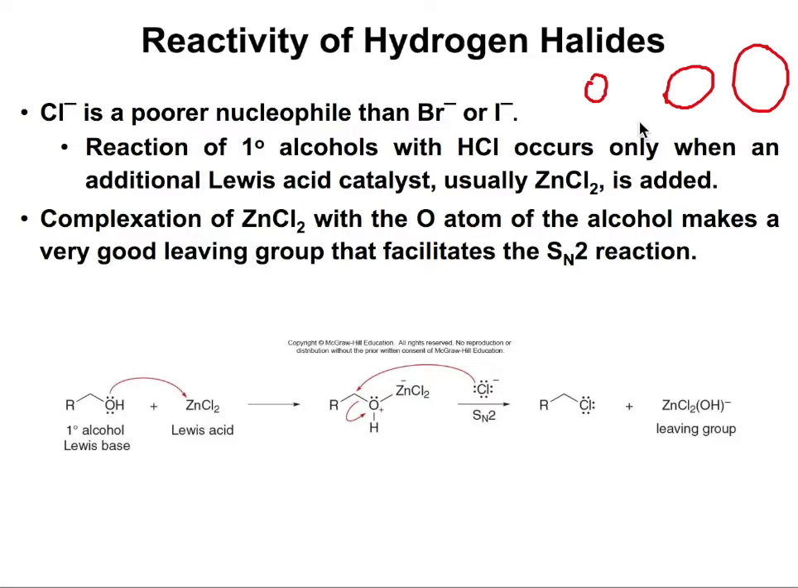So what we have to do when we want to make an alkyl chloride is complex it with this zinc chloride, and then that will make it a better leaving group. So what happens here is that the zinc chloride is a Lewis acid instead of being a Bronsted acid. So now the lone pair on the oxygen will attack that Lewis acid. Now this is a good leaving group, all of it together. And now the Cl minus can come and attack in an SN2 fashion.